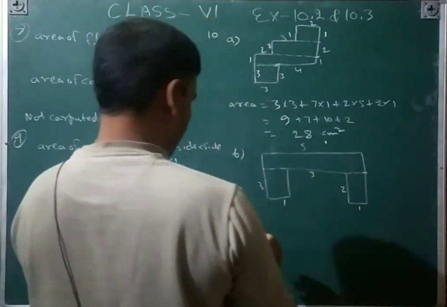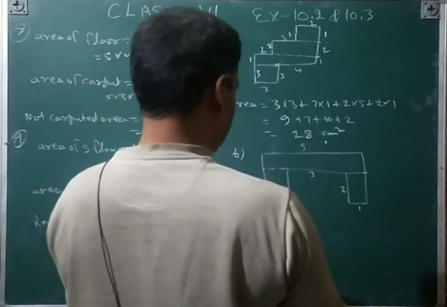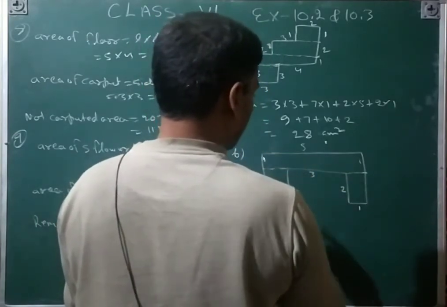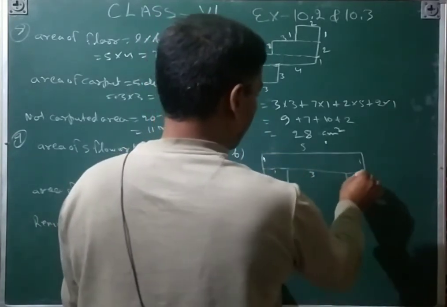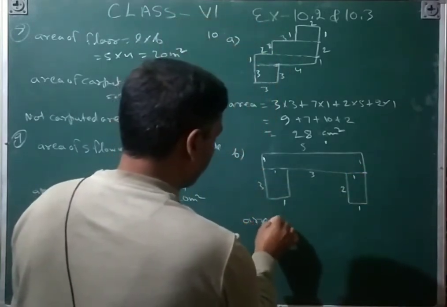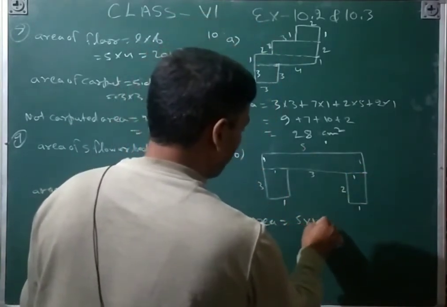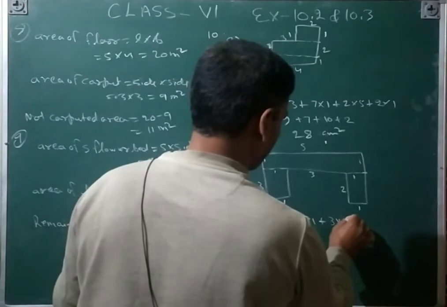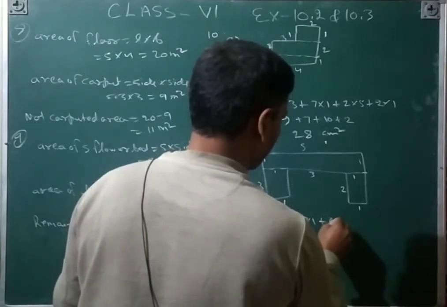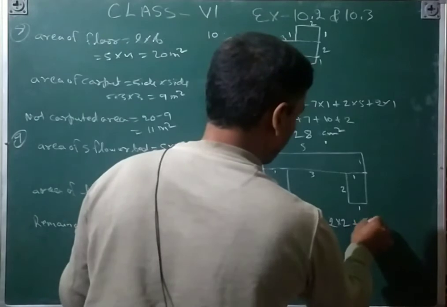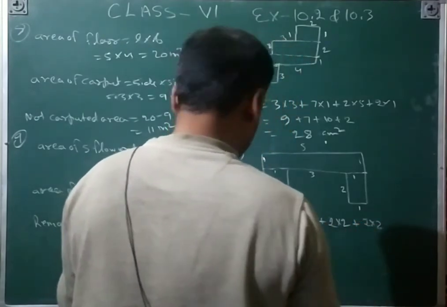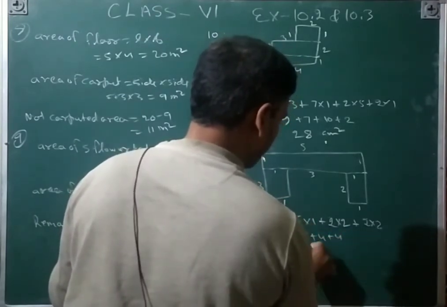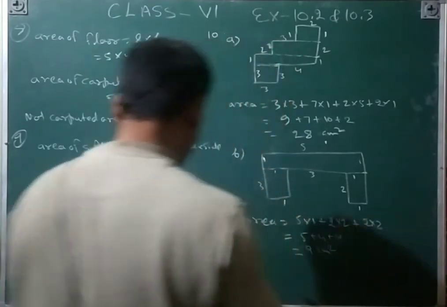So this will be, this whole is 3. So this will leave 1, 1, because 2 has been deducted. 3 here, so that will be 1, 1. So area is equal to this one, 5 into 1, plus this one, 3 into 2, 2 into 2, plus this will be 2 into 2. So that will be 5 plus 4 is equal to 9 centimeter square.